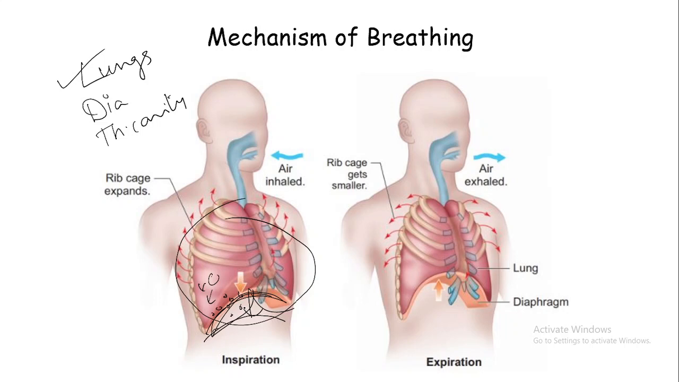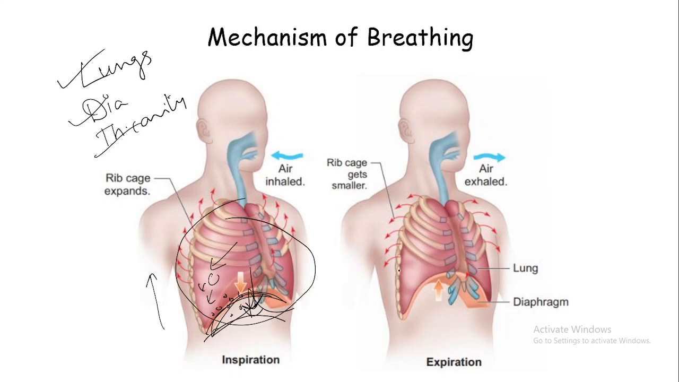So what are the changes that have happened? The lungs have expanded, the diaphragm has been pushed down, and the thoracic cavity? What has happened to the thoracic cavity? It is lifted up. That's what we see, our shoulder has moved up. This is because the entire thoracic cavity has been moved up.